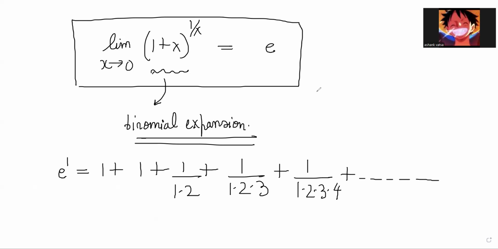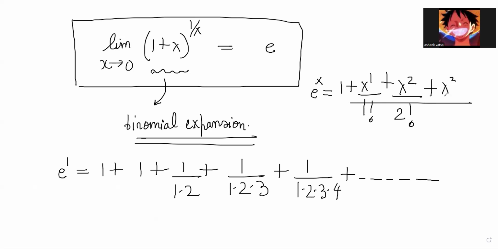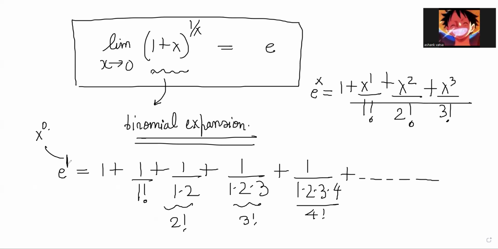Later, we will learn how to write the expansion of e power x. That also has an expansion and it is given by this: 1 plus x power 1 by 1 factorial plus x square by 2 factorial plus x cube by 3 factorial. This is, by the way, 2 factorial, 3 factorial, 4 factorial, and so on. And this is 1 plus 1 by 1 factorial. So basically, instead of this 1, which is actually x power 0, if you put x power 1, you will get this series.